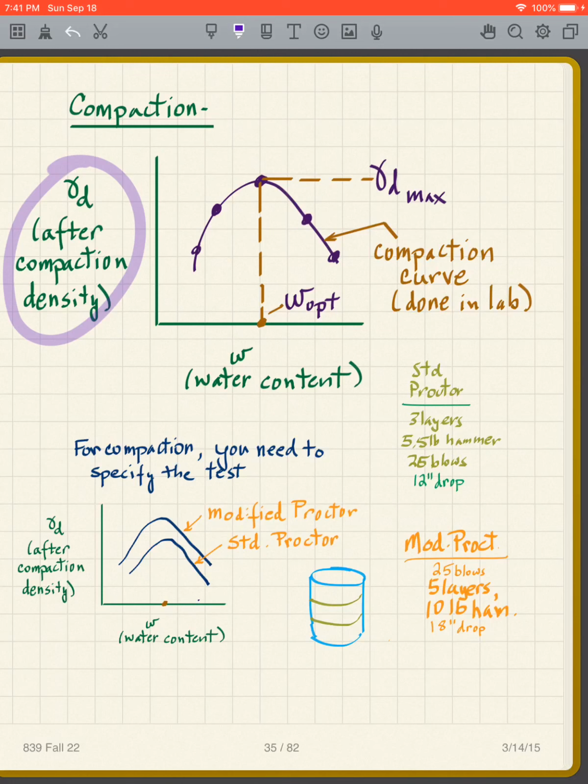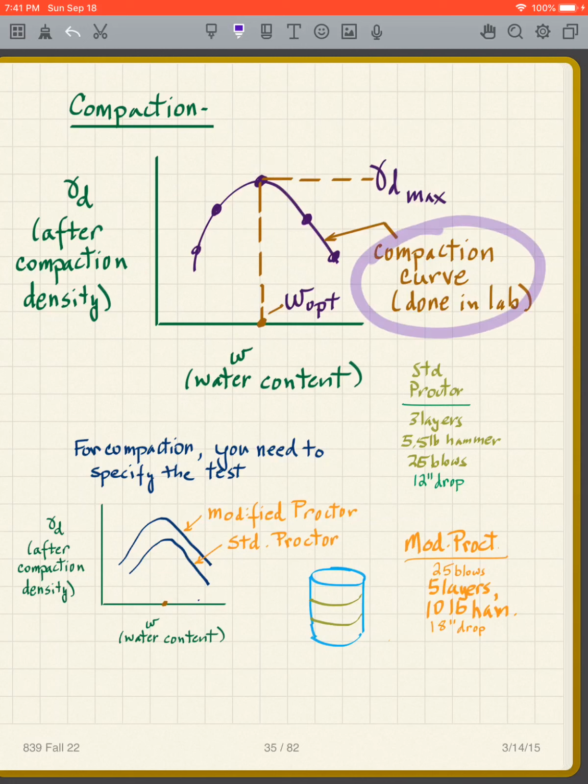Remember, this is the dry density. So I then create a curve based on my results. That is the compaction curve. It's done in the lab. Now, what do I get out of that? I get the maximum dry density and I get an optimum water content.